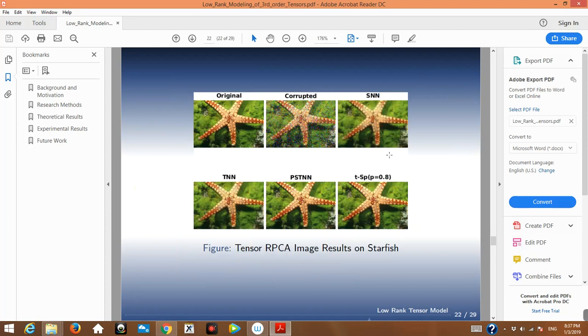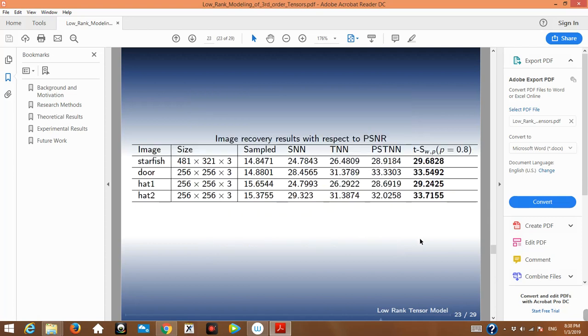This is our experimental results. You can see this is an original image which can be stored as a tensor. And this is the corrupted image. And we can use the tensor robust PCA to recover the low rank structure of this corrupted image like this. So you can see the result is very nice, and the result is very good.